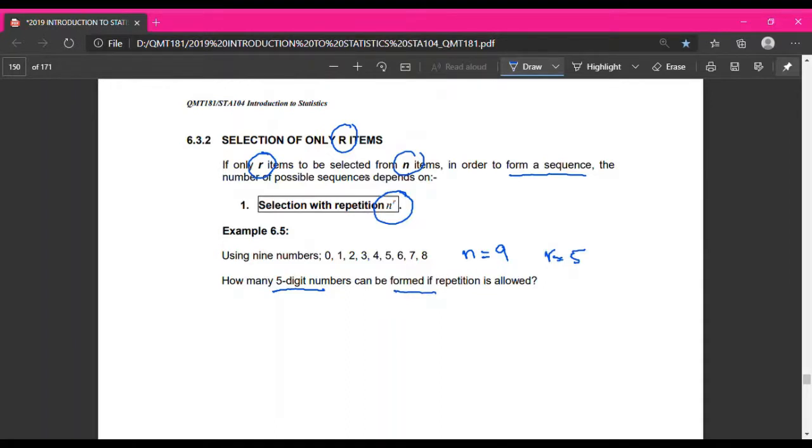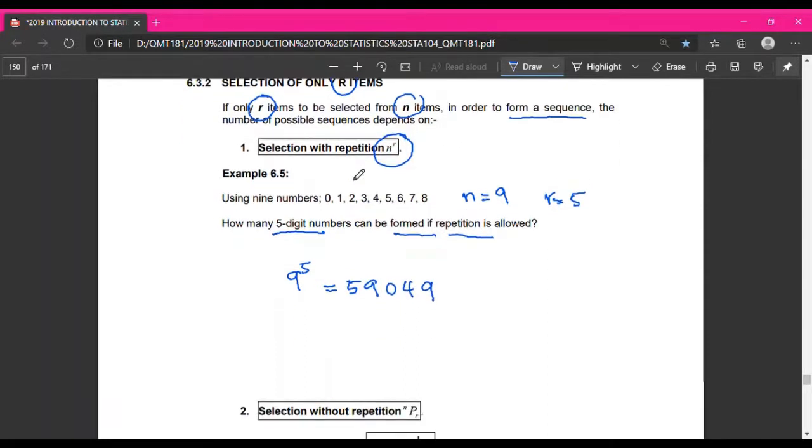Okay, if repetition is allowed. Maksudnya kita boleh gunakan banyak kali the number. Okay, so kalau guna formula, just 9 power of 5. So it will be 59,049. Okay, ataupun kita boleh juga gunakan cara macam tadi juga.